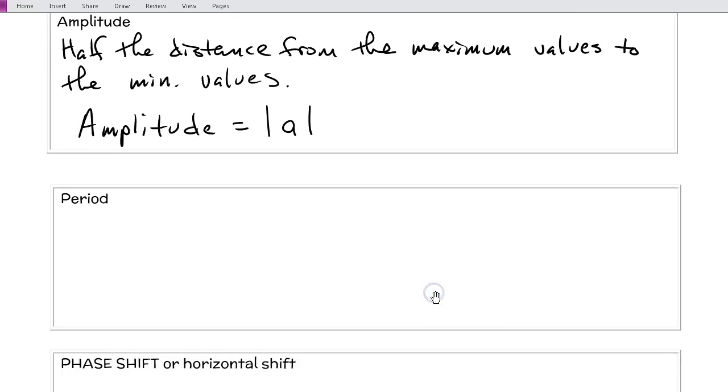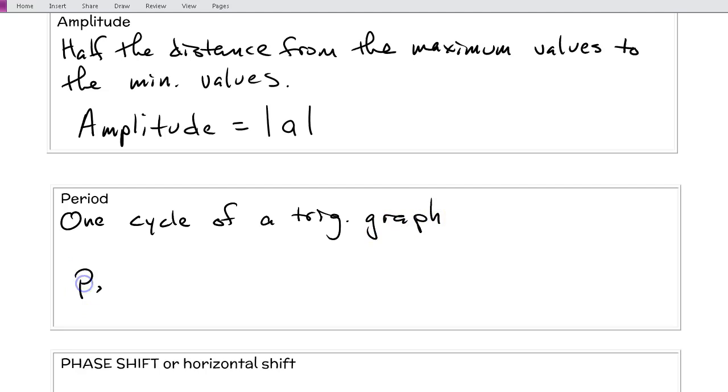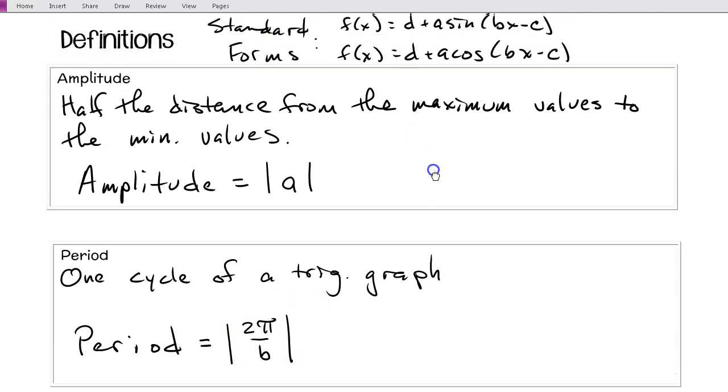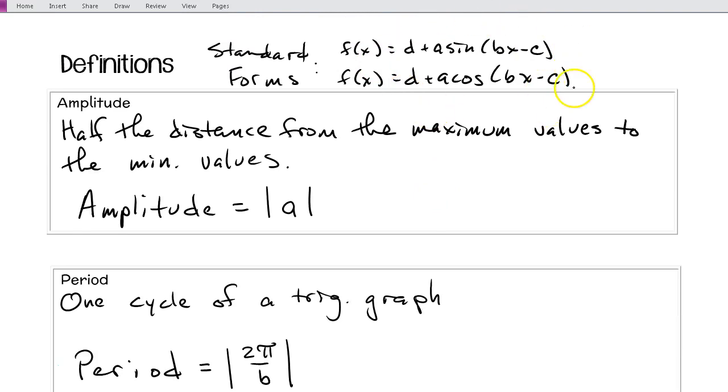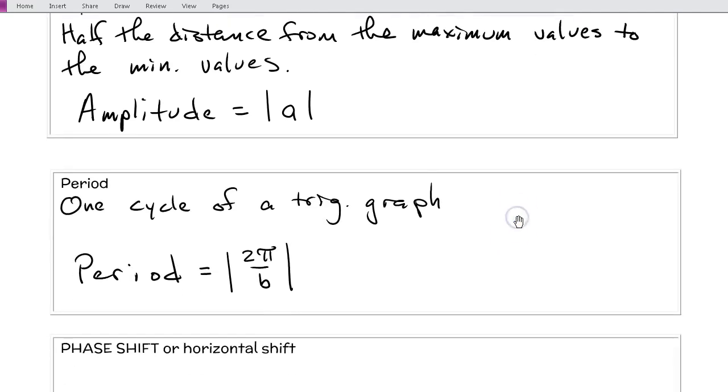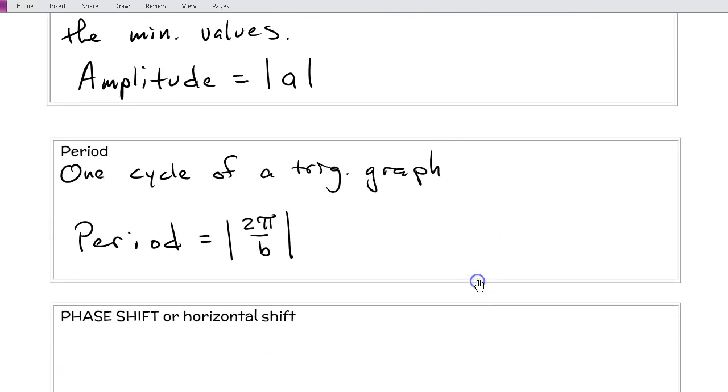Okay, moving on to the period. This is one cycle of a trig graph. And when we're calculating period for sine and cosine, this isn't going to be how it works for tangent or cotangent, but for sine and cosine, it's going to be the absolute value of 2 pi over b. So again, we're going to go back to our equation that's given to us. We're going to find the value of b, and then 2 pi over b will tell us how often that cycle is going to repeat.